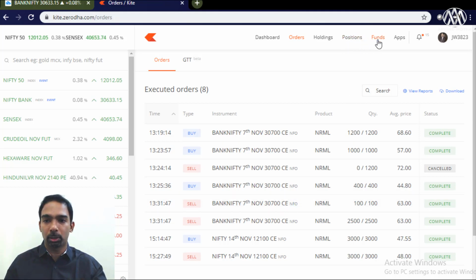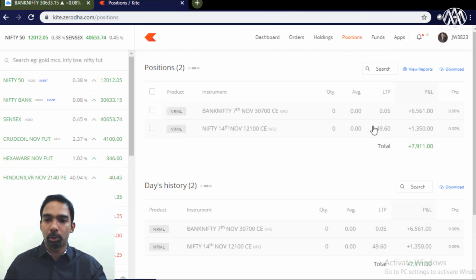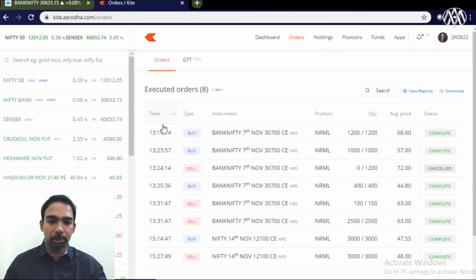So let's see what profit I got in this case. Because my lot size is really huge, I was able to get 6,561 profit. And I closed the whole trade in about 10 minutes. So 120, it goes up to 130, so 10 minutes closing the trade.